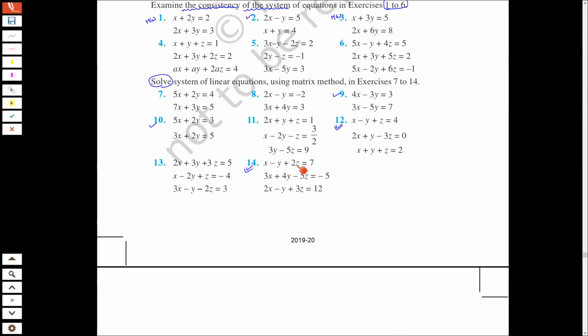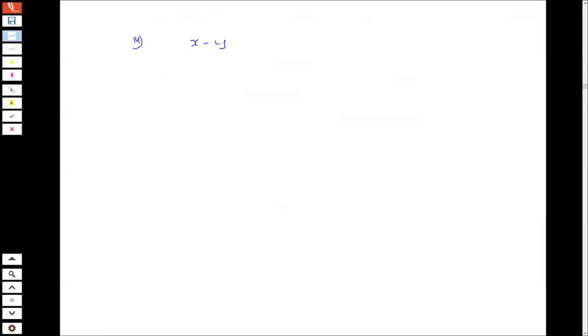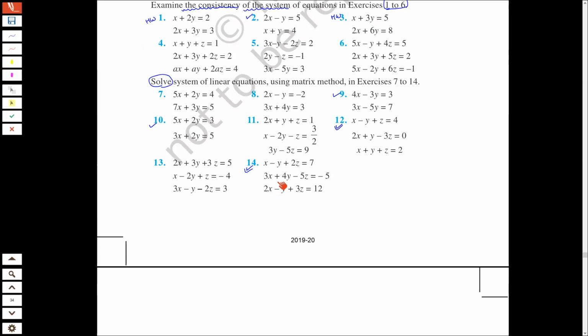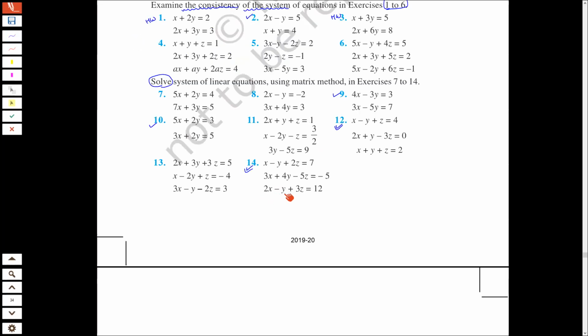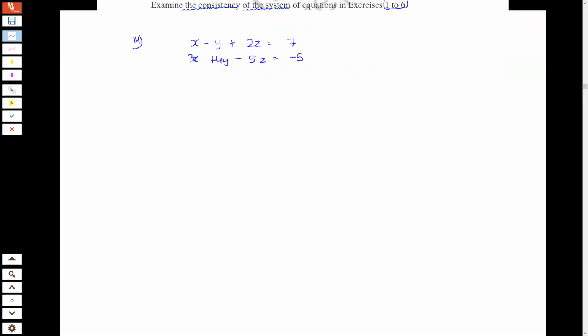x minus y plus 2z is 7. 3x plus 4y minus 5z is minus 5, and 2x minus y plus 3z.